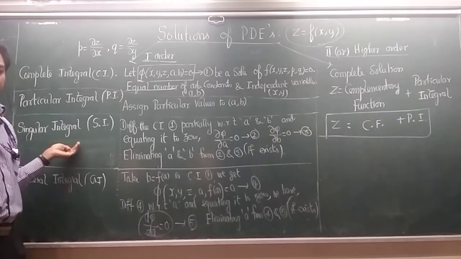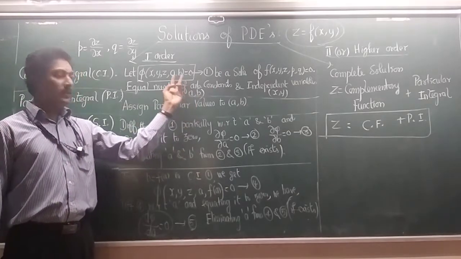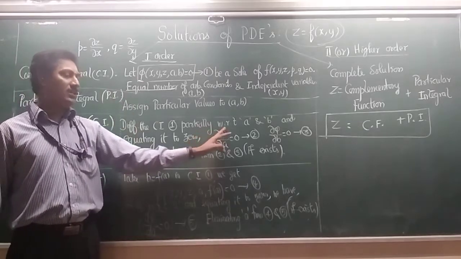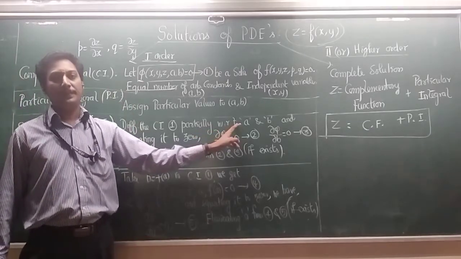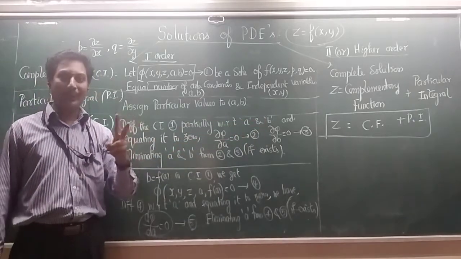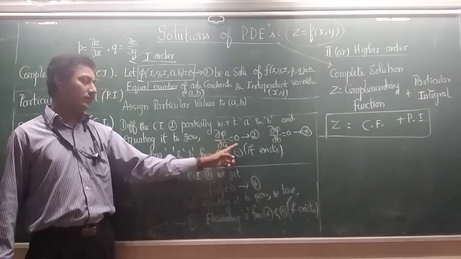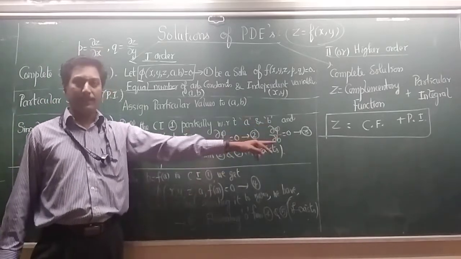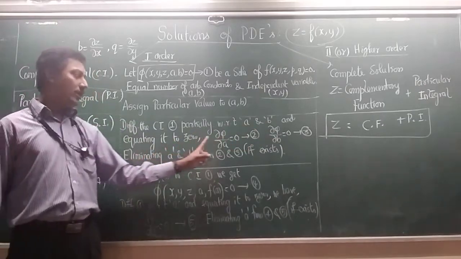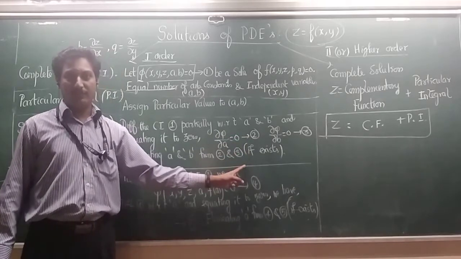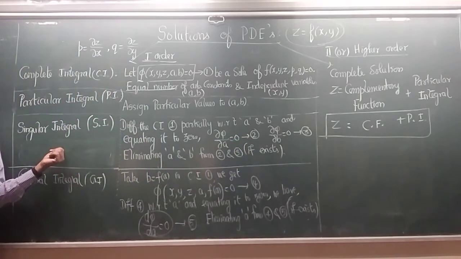And the third one: how many arbitrary constants are there in the complete integral? Two. Differentiating partially with respect to those two constants, a and b, and equating to 0, we get two equations: dou phi by dou a equal to 0, dou phi by dou b equal to 0. These are equations number 2 and 3. Now eliminating both the arbitrary constants a and b from 2 and 3, if it exists, we get the required singular integral. Got it?